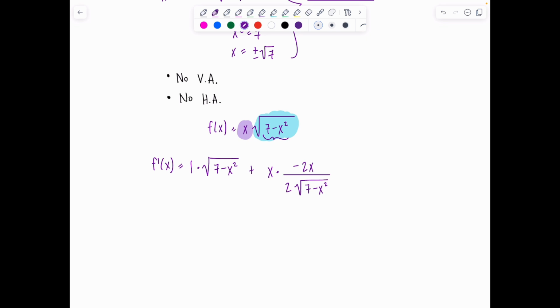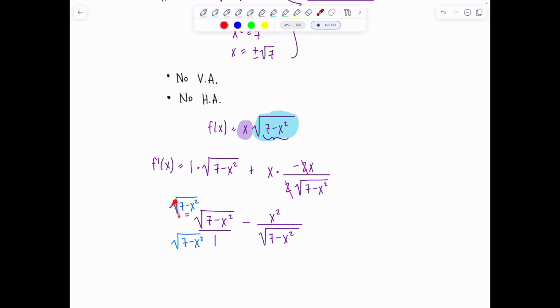Okay, good. If you've never seen that shortcut before, I'll link a video here where I walk you through it. Then these 2's cancel. This is good. So then now I have rad 7 minus x squared minus x squared over rad 7 minus x squared. And then just like last time, the best thing to do is get a common denominator, which is rad 7 minus x squared. So I'm going to multiply the first term by precisely that.